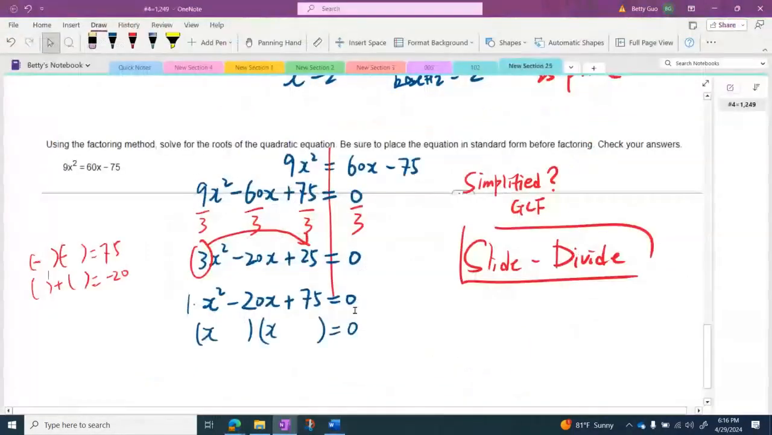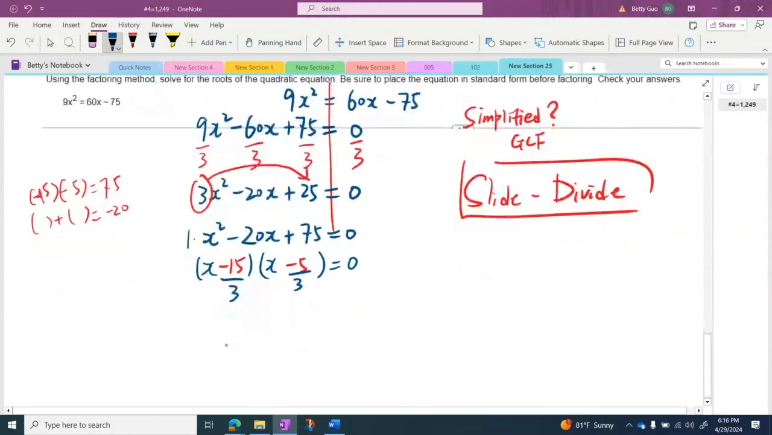Negative 15, negative 5. They multiply to positive 75 and add up to negative 20. Very good. So negative 15, negative 5, and then divide the two numbers in red by the original leading coefficient, which is 3. Right after we divide, we need to remember to simplify the fractions.